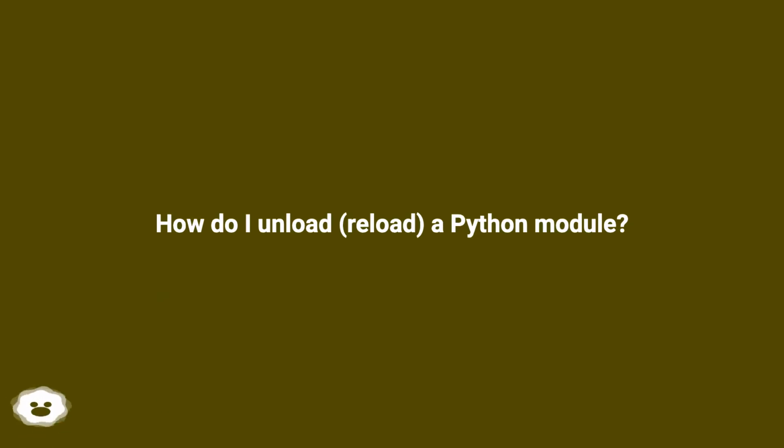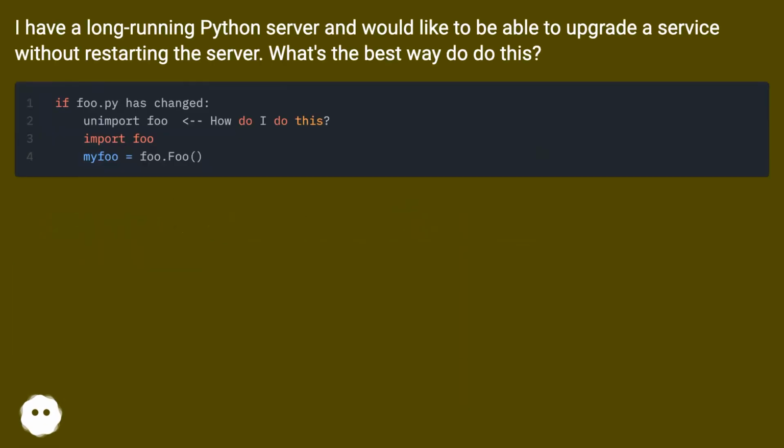How do I unload, reload, a Python module? I have a long-running Python server and would like to be able to upgrade a service without restarting the server. What's the best way to do this?